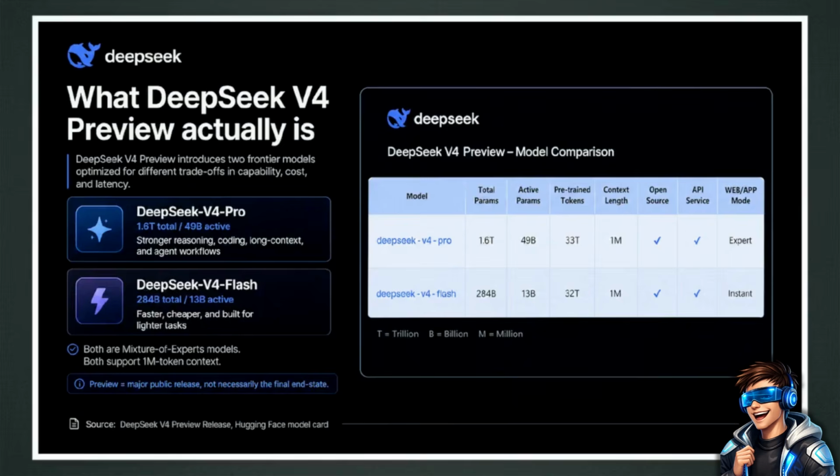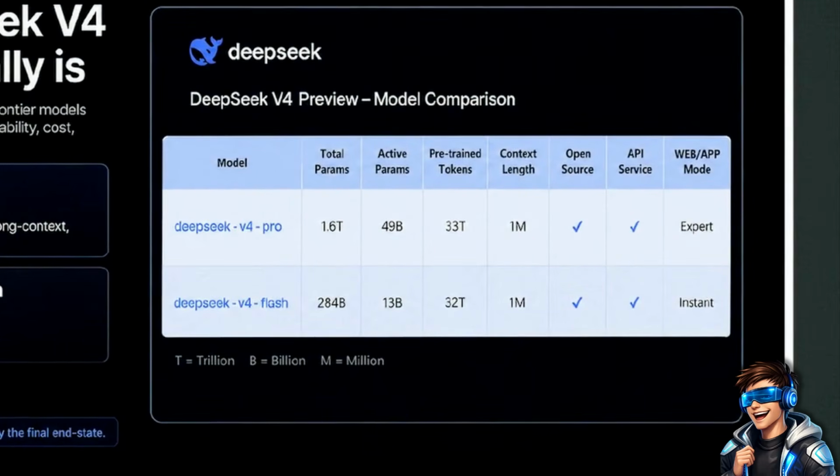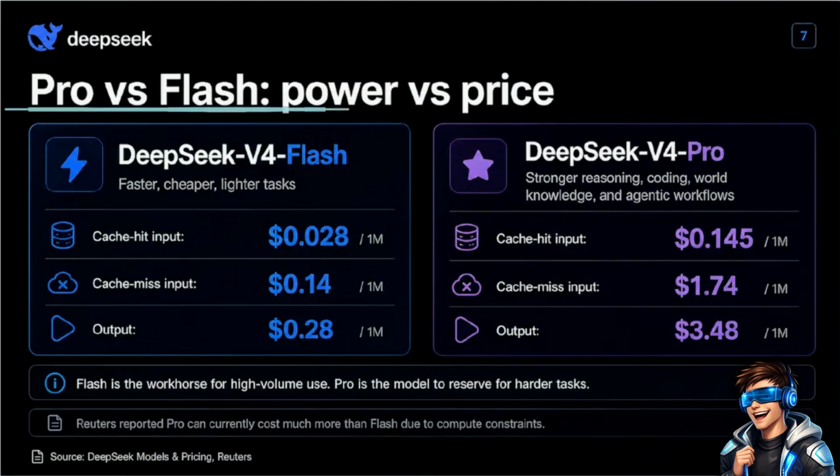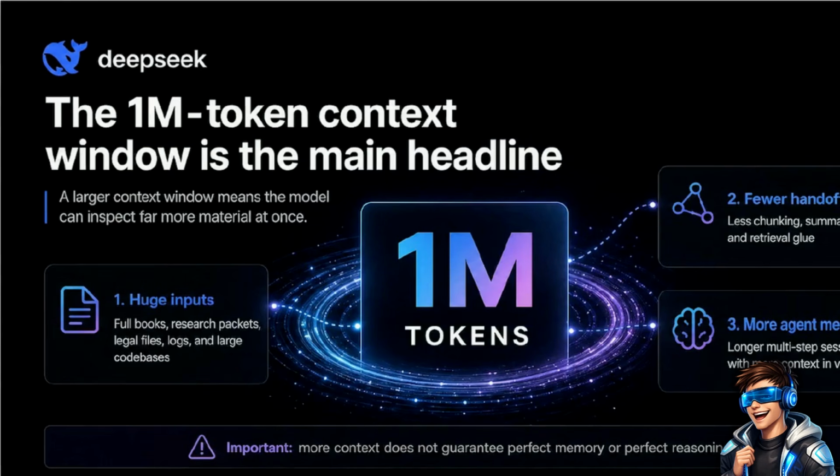This comparison table shows DeepSeek V4 is a family of mixture of experts models. The heavy-duty V4 Pro holds 1.6 trillion total parameters, activating only 49 billion to save power, alongside the lighter V4 Flash built for speed. Looking at this pricing chart, you can clearly see the deployment strategy. DeepSeek charges $1.74 per million tokens for a cache miss on the Pro model, compared to just 14 cents for the Flash version.